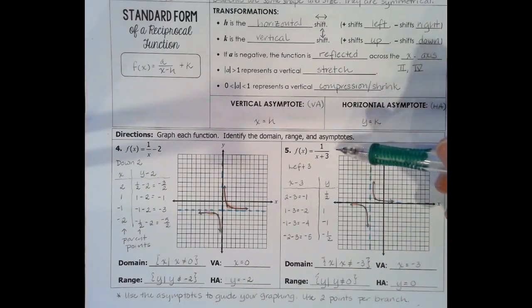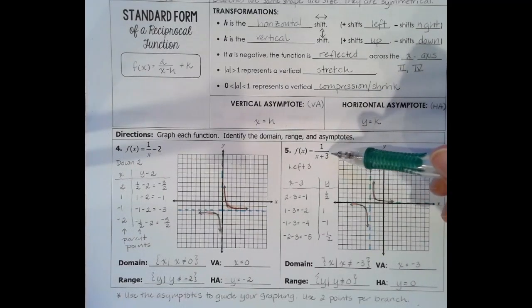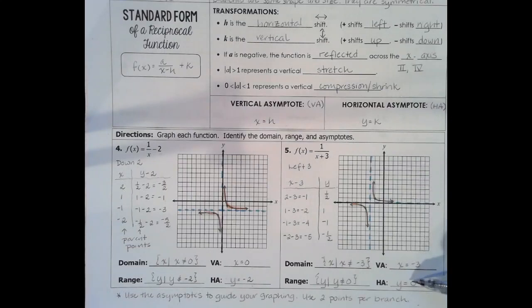And then for your range, there's nothing added or subtracted to the reciprocal function. So in this case, you could think of it as a plus 0. So the horizontal asymptote will be y equals 0, which means the range will be all real numbers except where y cannot equal 0 because it's undefined there.